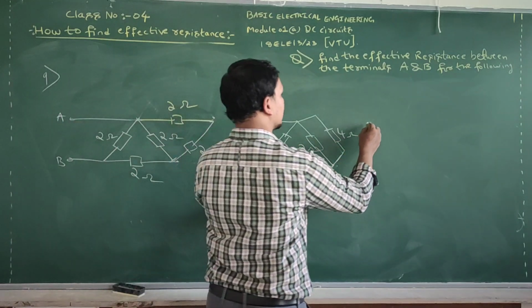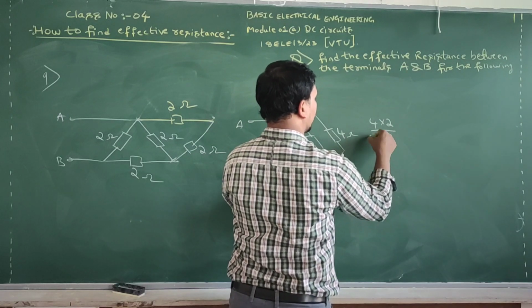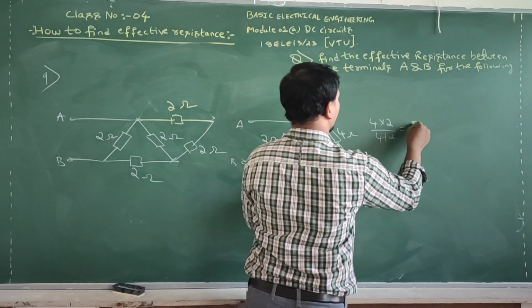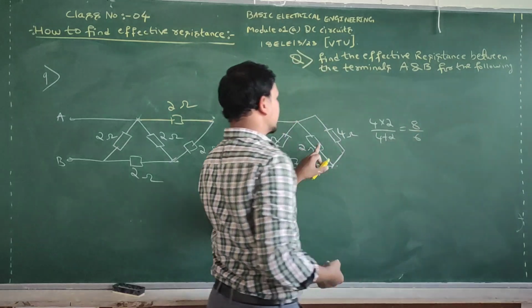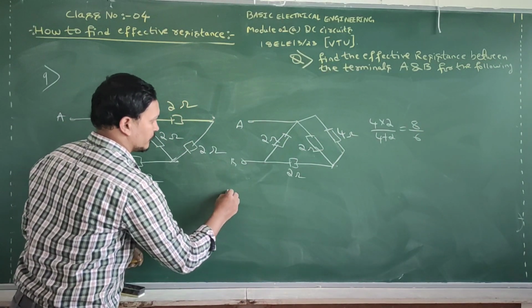Now this 4 ohms and 2 ohms are connected in parallel. What is the answer? You will get numerator multiply 4 into 2 divided by 4 plus 2. So 8 by 6. What is the answer? 8 by 6 ohms.